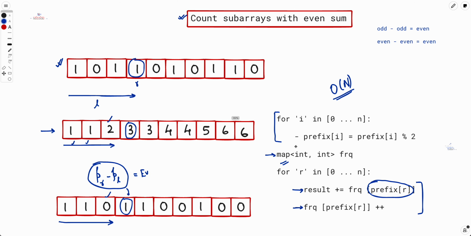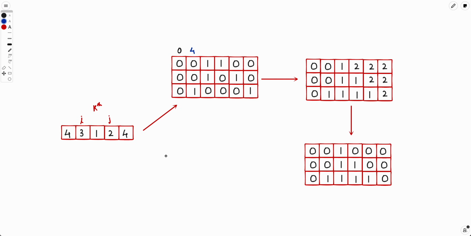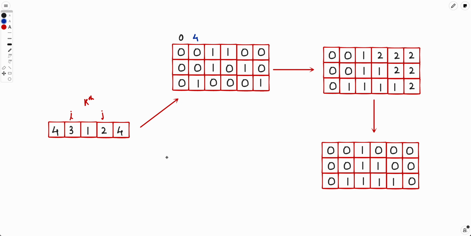Now, this entire thing was for the reduced version. So let's go back to the original version of the problem where we have more than one bit, right? So let's say this is the array 4, 3, 1, 2, 4, right? Now you convert this array into its bit representation.